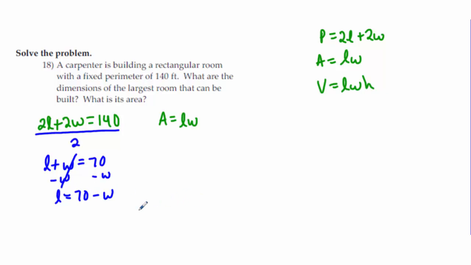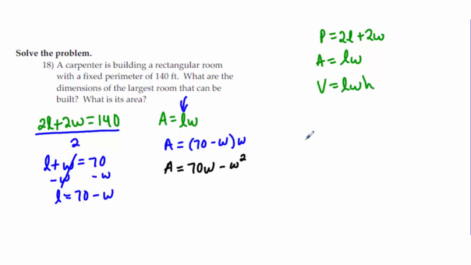If I solve for L, I get 70 minus W. And I'm going to plug that in right here where this L is. So I get A equals 70 minus W times W. And so what I want to do, because I'm trying to find the maximum, is take the derivative of this. So the easiest thing to do is to distribute. Otherwise, we have to use the product rule.